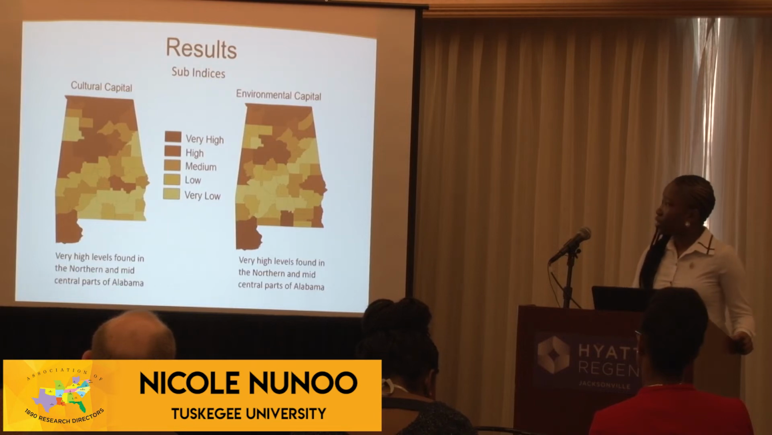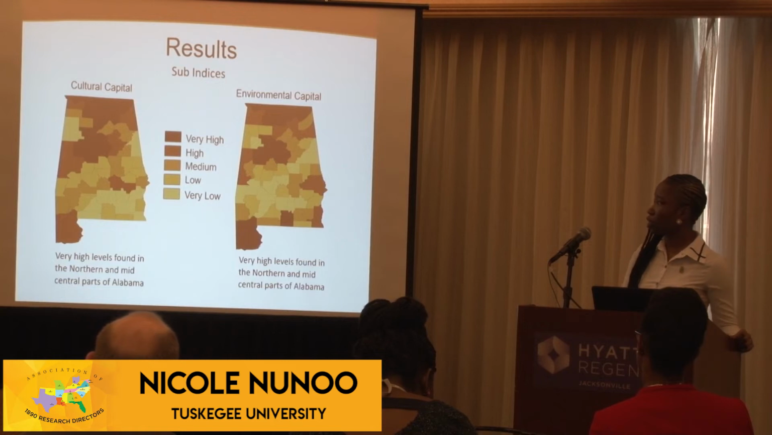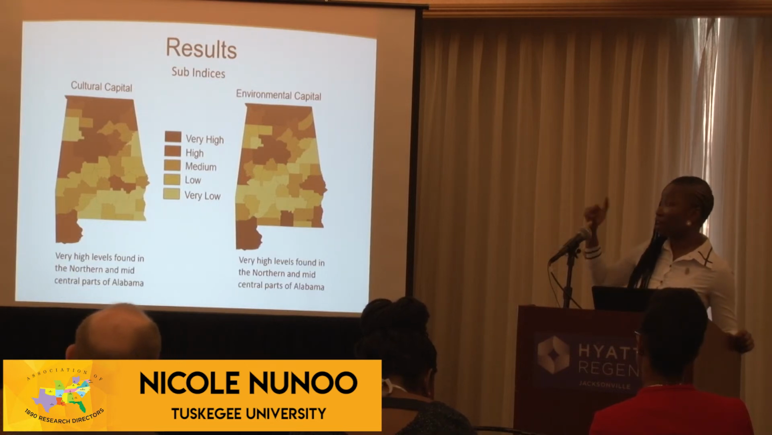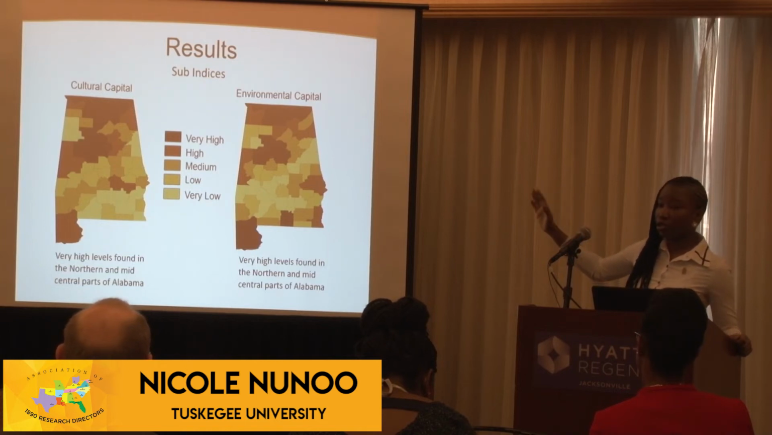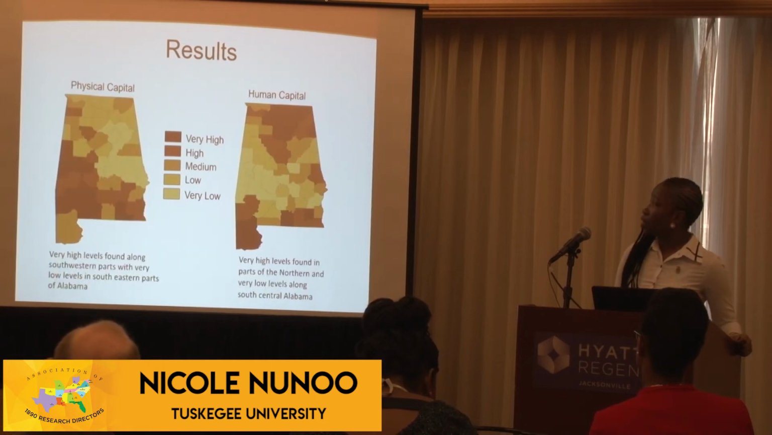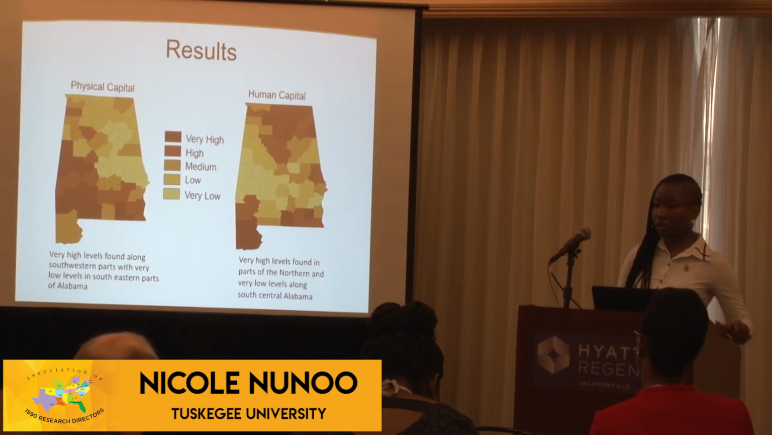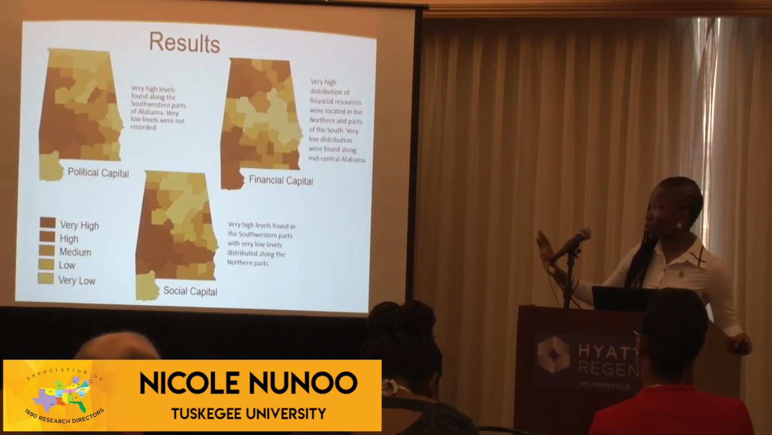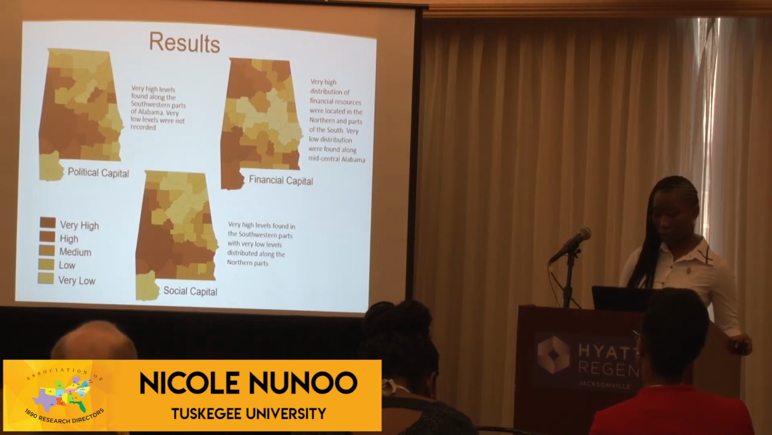So these were the results that we got for the various capitals. So for cultural capitals, the places that have the burgundy colors are the places that had very high capital distribution for each capital. So these were the results we got for cultural and then environmental. And then these were the results we got for physical and then the human capital. I'll talk more about it in my conclusion. And then this was what we got for the political, financial, and then social capital.